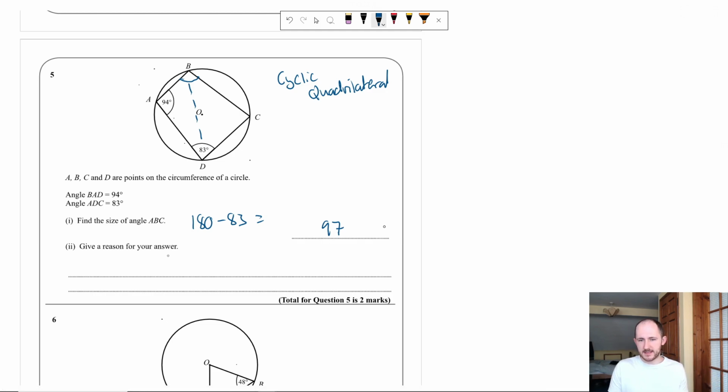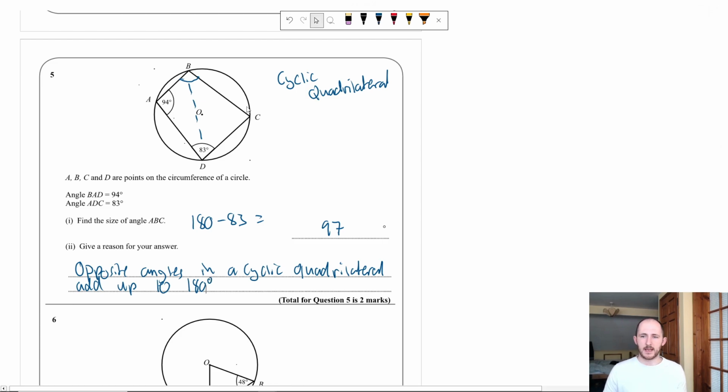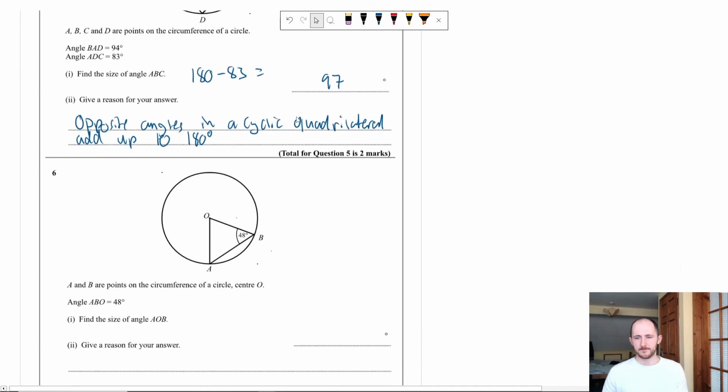So the reason for this is that opposite angles in a cyclic quadrilateral add up to 180 degrees. And again it's cyclic because all 4 corners are on the circumference. Okay, and that's a really important thing. If this one wasn't on the corner, if it was over here somewhere, that's not cyclic. Not 3, not 2, not 1. All 4 have to be on the edge of the circle, okay?